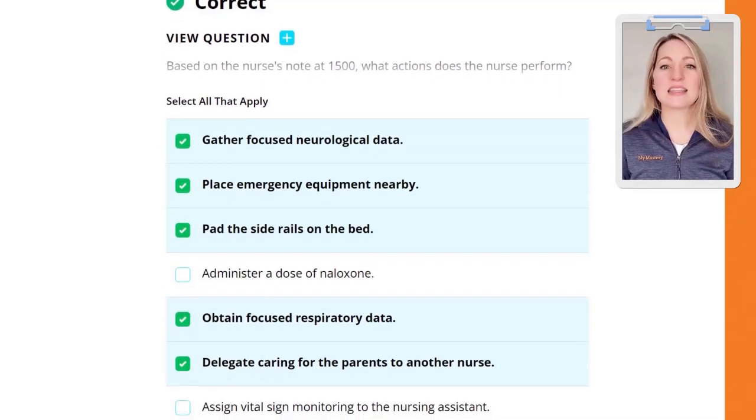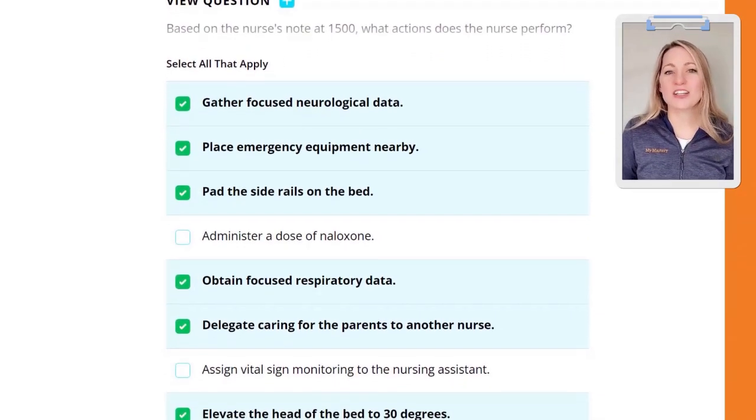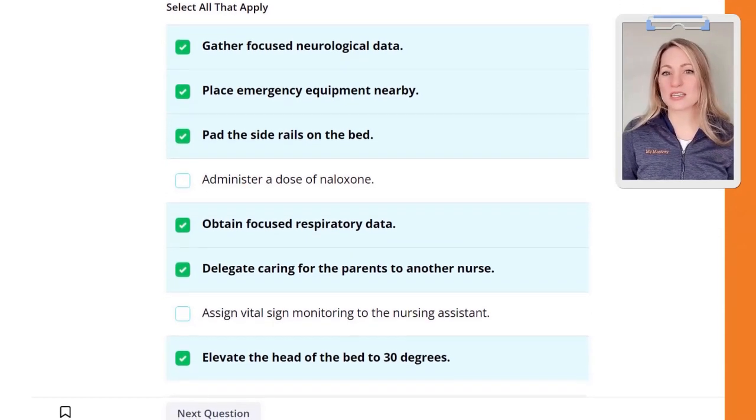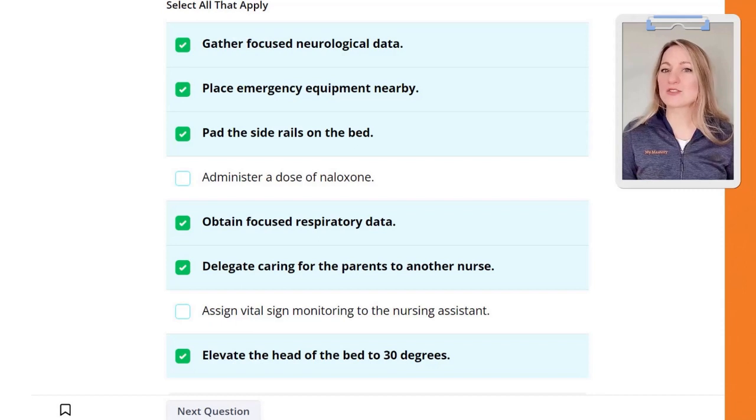So now you can see that these questions are a mix of knowledge and strategic reading. So when you encounter a SATA question, slow down to read the question and really understand what it's asking you to do.